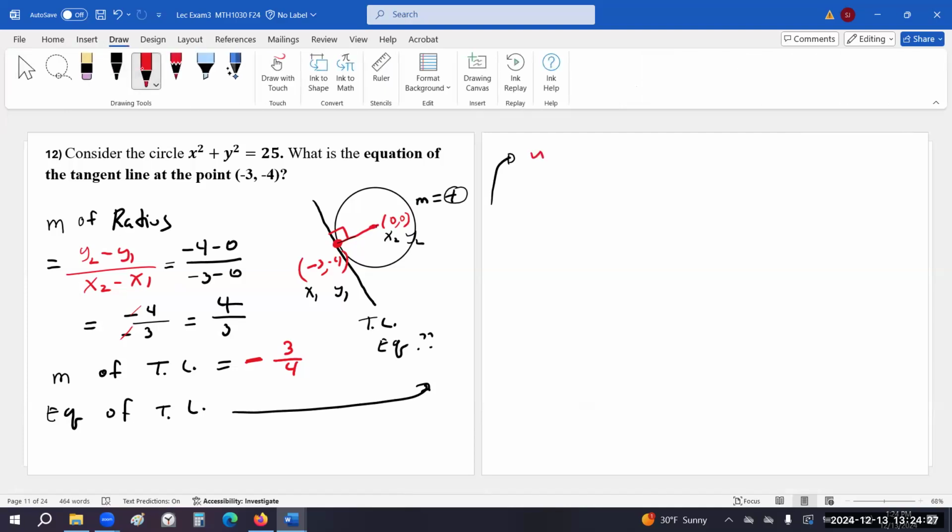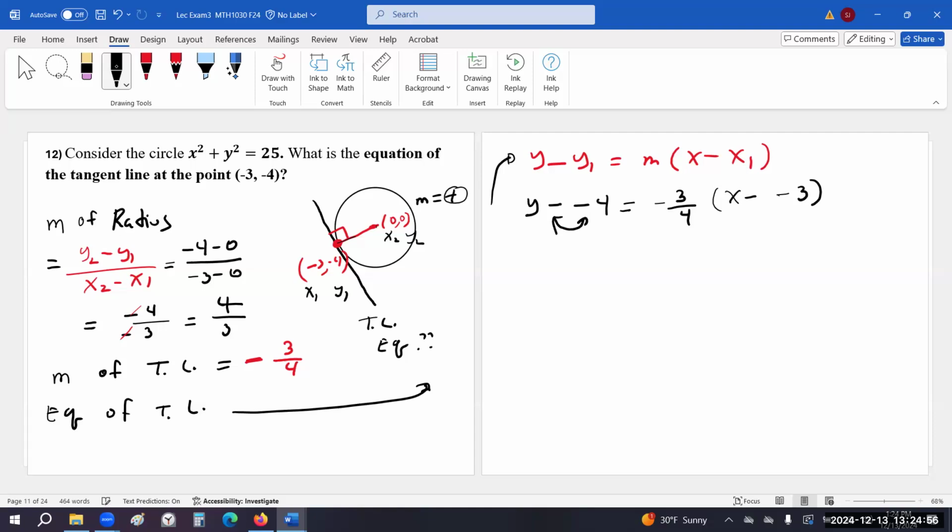So we have y minus y1 equals slope times x minus x1. Our y1 is -4, so we get a double negative here. Slope is -3/4. And again, our x1 is also a negative number, so we have a double negative. Double negative, they both turn into positive.